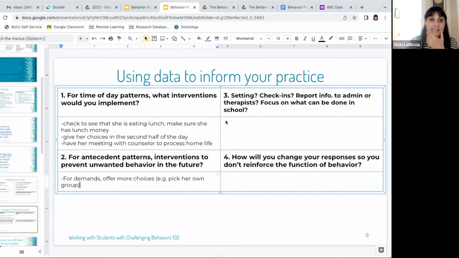So for number 3, are there any check-ins that we could do with her? Someone had talked about the social worker, so that would be like reporting information to a therapist, but are there mandated reporter things that we could do? Are there things that we could do specifically at school? Someone had mentioned the stuff at home is out of our control, it's out of her control. Are there things that we can do at school to support her?